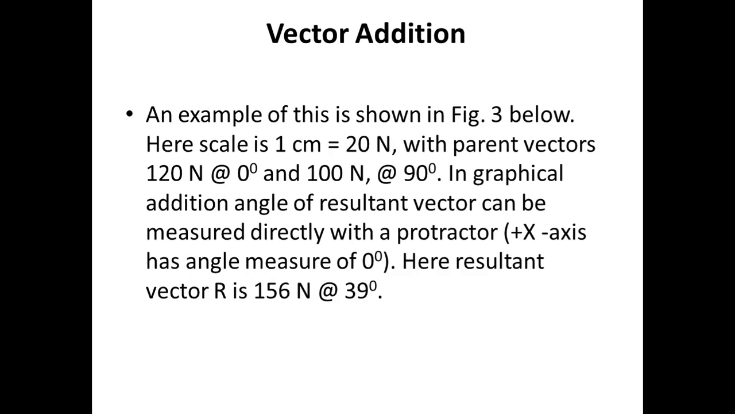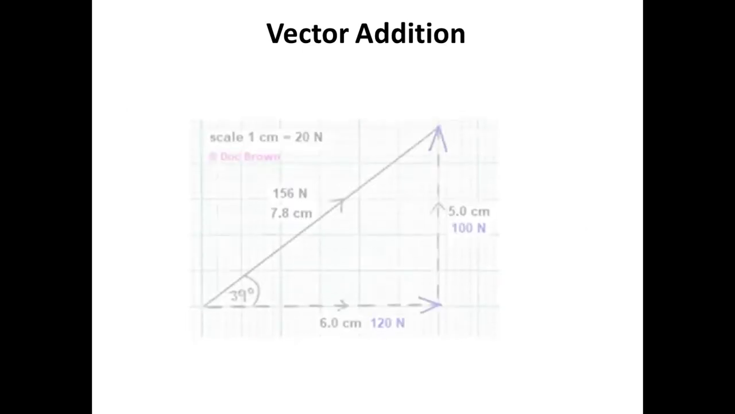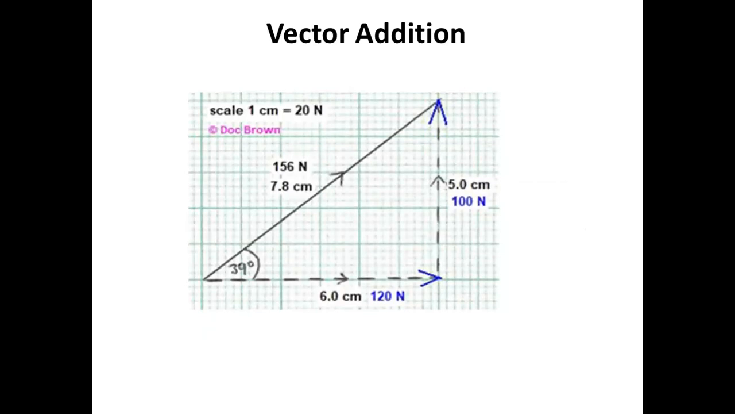So it is positive for the x-axis, which has an angle of 0 degrees. Here, the resultant vector is 156 newtons at 39 degrees. So this is the representation. We are given 100 newtons, which is represented with 5 centimeters because our scale here is 1 centimeter equal to 20 newtons.